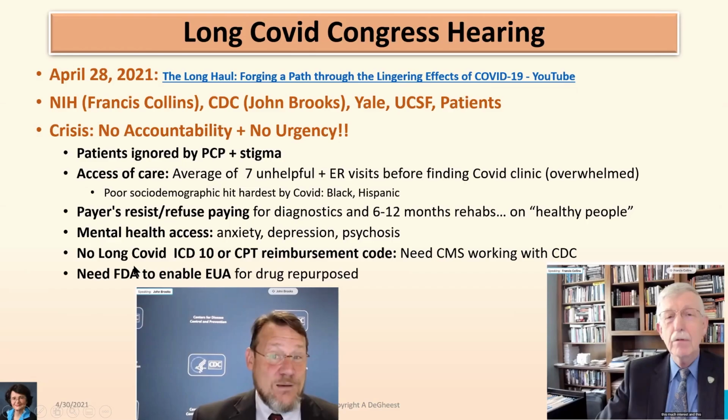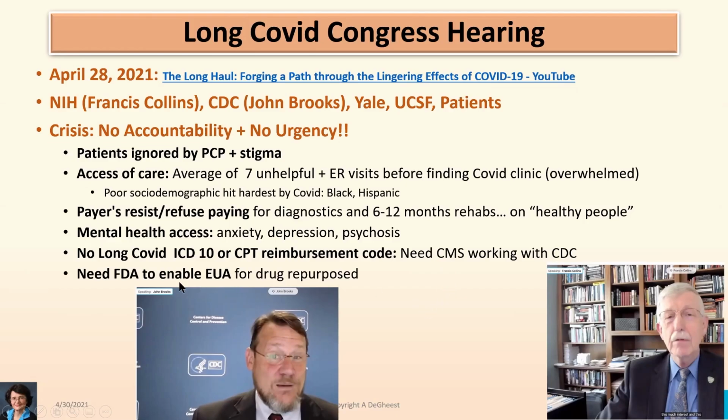What is not helping is that there is no ICD-10 code that's specific to long COVID, and there is no extra CPT reimbursement code. We have known this for a year, and they're still talking about it. There's a lack of coordination between the CDC and the CSF. Yeah, they're talking about it. Well, what are they waiting for?